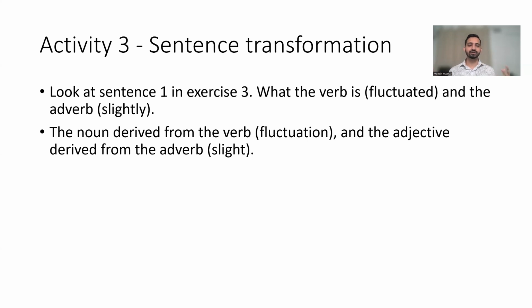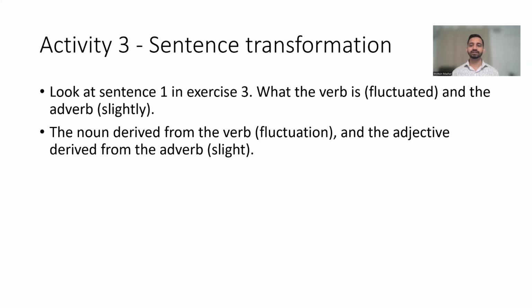The noun derived from the adverb, so the verb, the noun. If you wanted to change the same structure from verb, think about the noun form of fluctuated. The noun form of fluctuated is fluctuation, right? That's the noun form of fluctuated. The adjective, on the other hand, of slightly: slightly is an adverb, but what's the adjective that can be derived from the adverb slightly? It's slight. The adjective is slight, right?